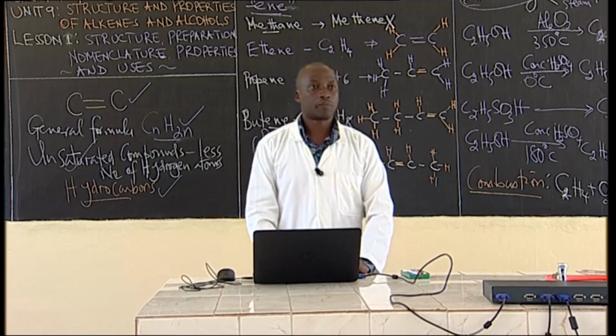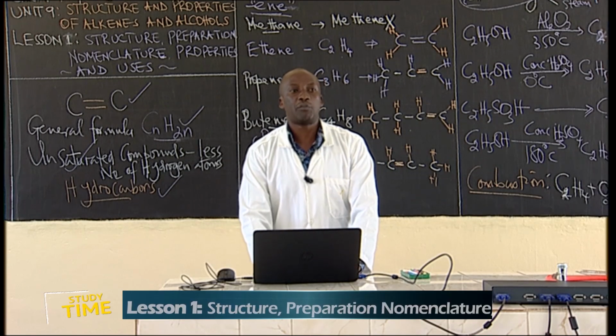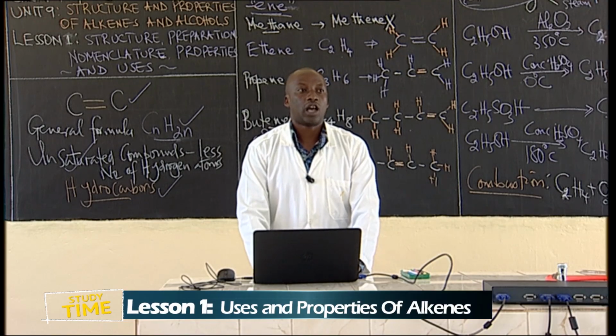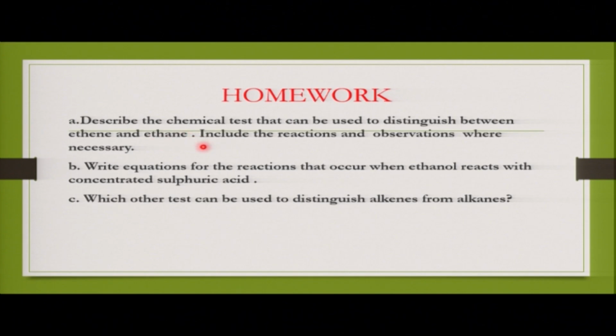This is the homework. I hope you have already taken the homework. Describe the chemical tests that can be used to distinguish between an alkene and an alkane, the ones we have just mentioned. Include the reactions and observations. That is very important. Write equations for the reactions that occur when ethanol reacts with concentrated sulfuric acid. You remember, it is still on the board as well. Which other test can be used to distinguish alkenes from alkanes, apart from the tests you have? So you have to go ahead and do some research, because we have not mentioned that.